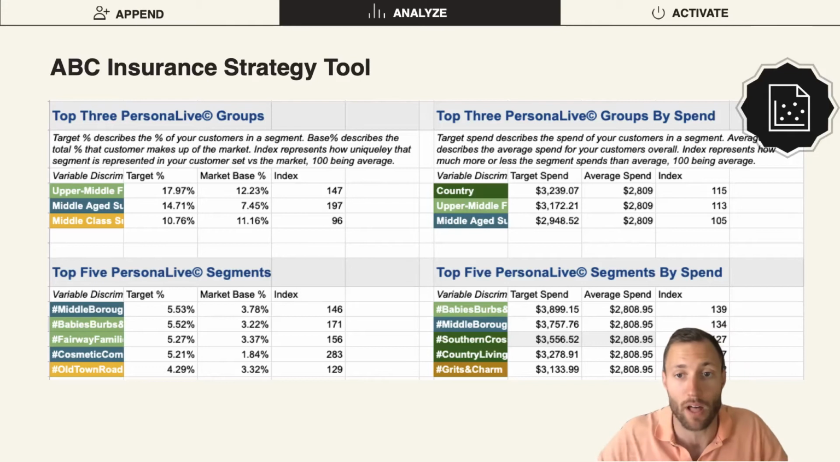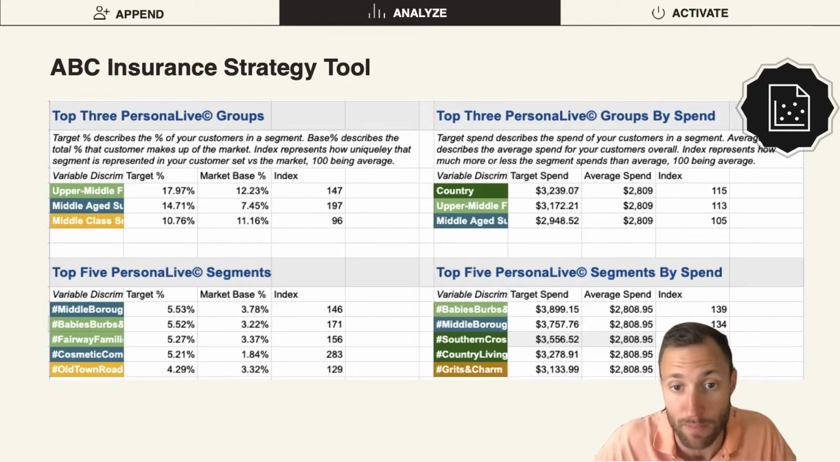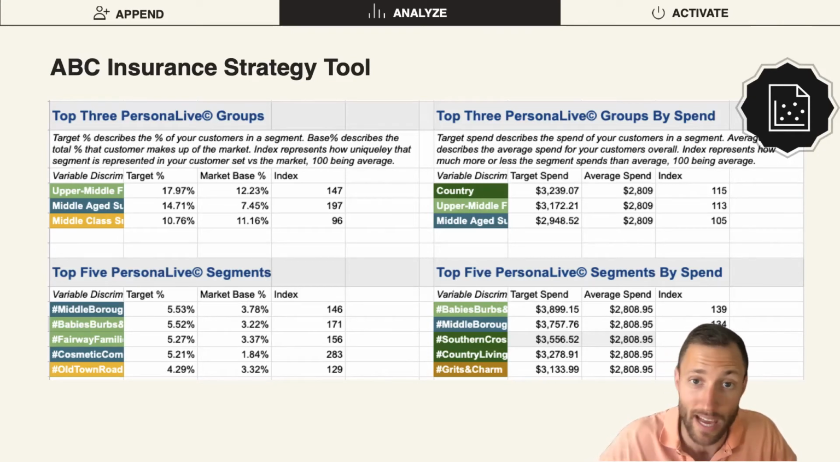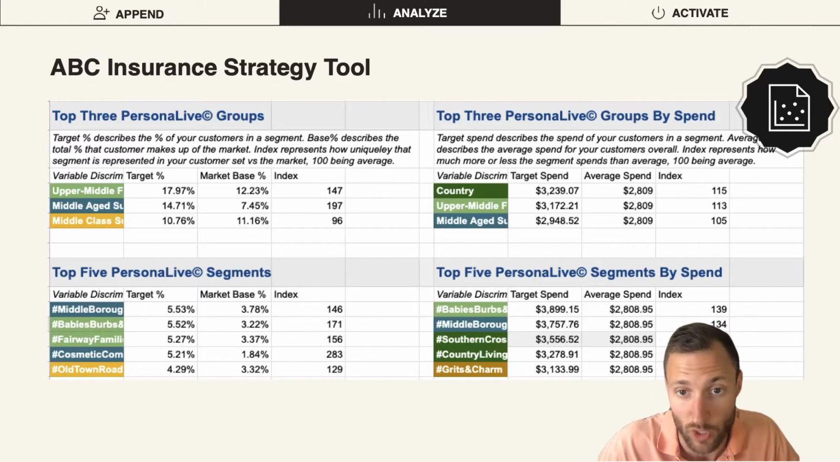Okay, next we'll talk about the segments by spend. This is very simply just taking an average of all the people that fall into that segment and what their spend is. So we can see hashtag country here is the group that has the highest spend. But if we want to break that down in the segments, again, babies, birds, and blessings. We already talked about that.